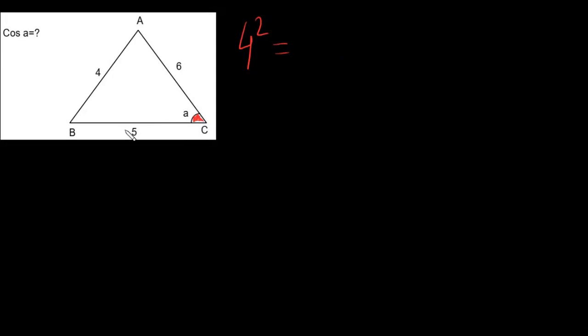And what are the adjacent sides of A? As you see, this A, the lowercase a, which is the measure of this angle, has adjacent sides 5 and 6. So 5 squared plus 6 squared minus 2, which is always in the formula, times 5 times 6 times cosine of A, right? Cosine of this angle. It is the question.